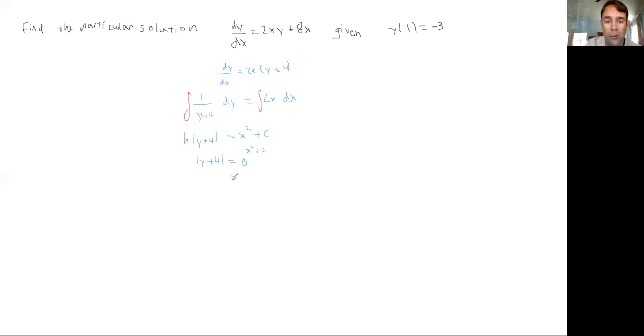So since e to the x squared plus c is greater than 0, and y plus 4 is greater than 0 when y of 1 equals 3, so we're dealing with positive values here, then I can go ahead and use just the positive absolute value here. So y plus 4 equals e to the x squared plus c.